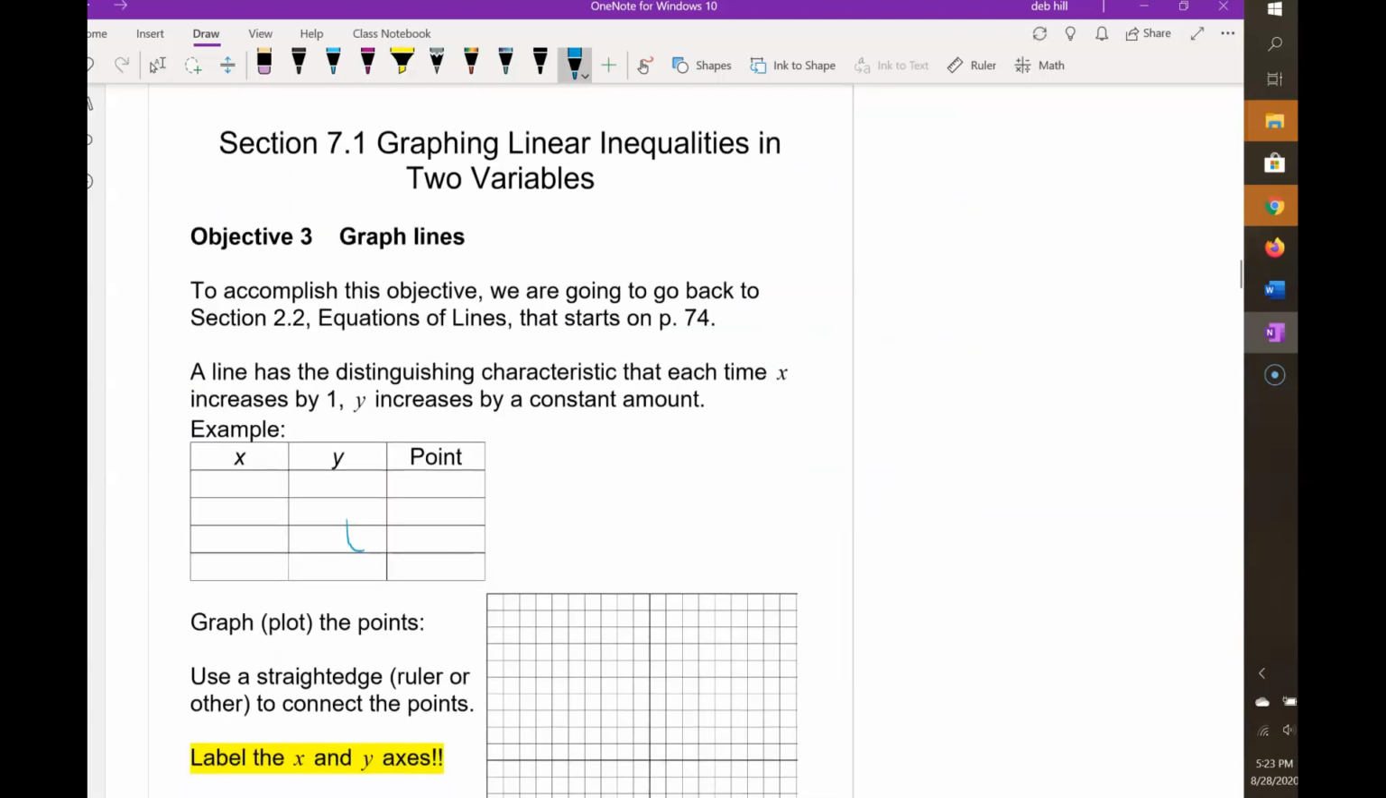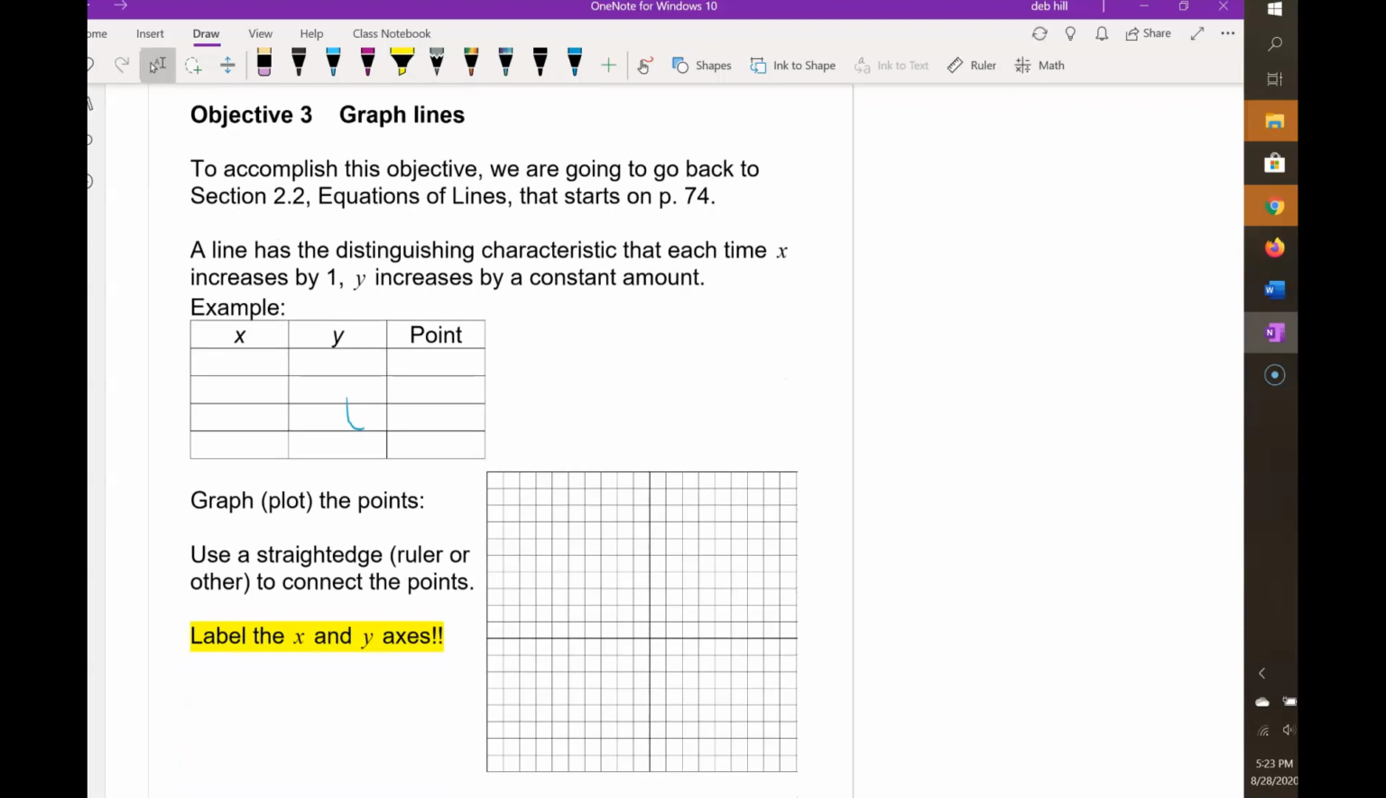Okay, so the next objective is to just refresh your memory about graphing lines. A lot of things in the business world do obey a linear pattern. So we're going to go back to section 2.2 and review lines. That's on page 74 in the textbook.